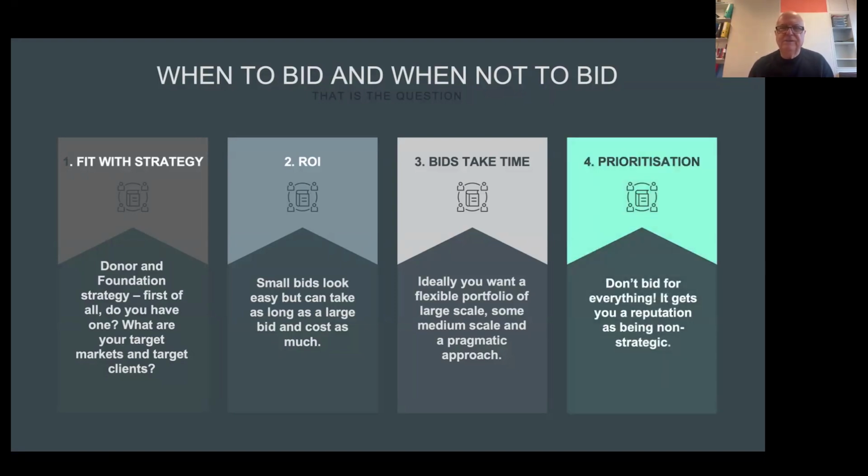And then finally, don't bid for everything. Don't do a scattergun approach. There are some clients who we work with who think that any time a bid comes out, it's roughly in the area, they should bid for it. And we advise them not to do that because basically it gets a reputation of bidding and not winning. But worse than this, it means you're being non-strategic. So just check that when you're bidding for a grant, when you're bidding with a partner, when you're applying for an invitation to a tender, does it fit with the strategy? What's the return on investment? It takes time, and think about prioritization.